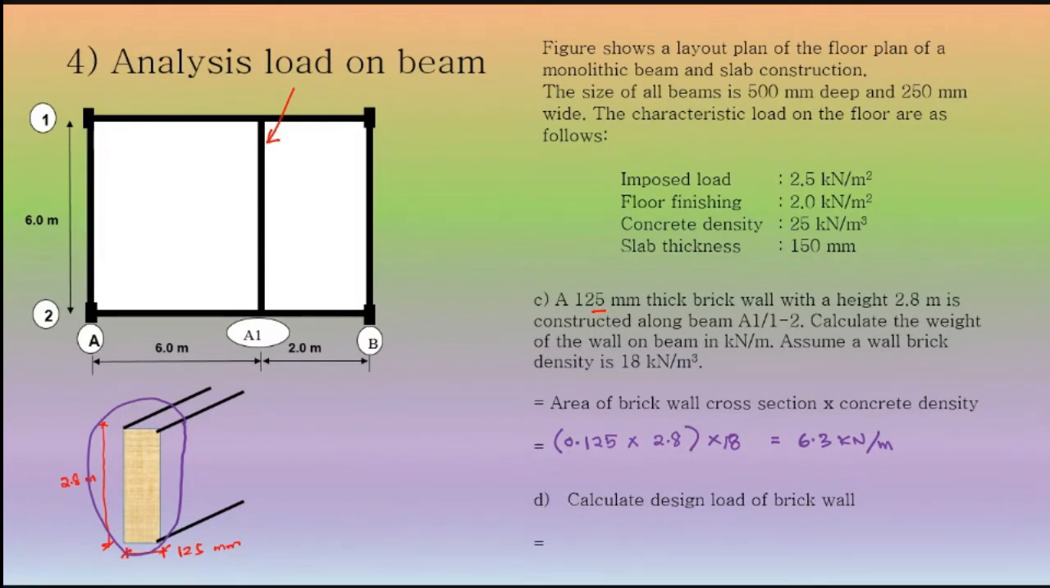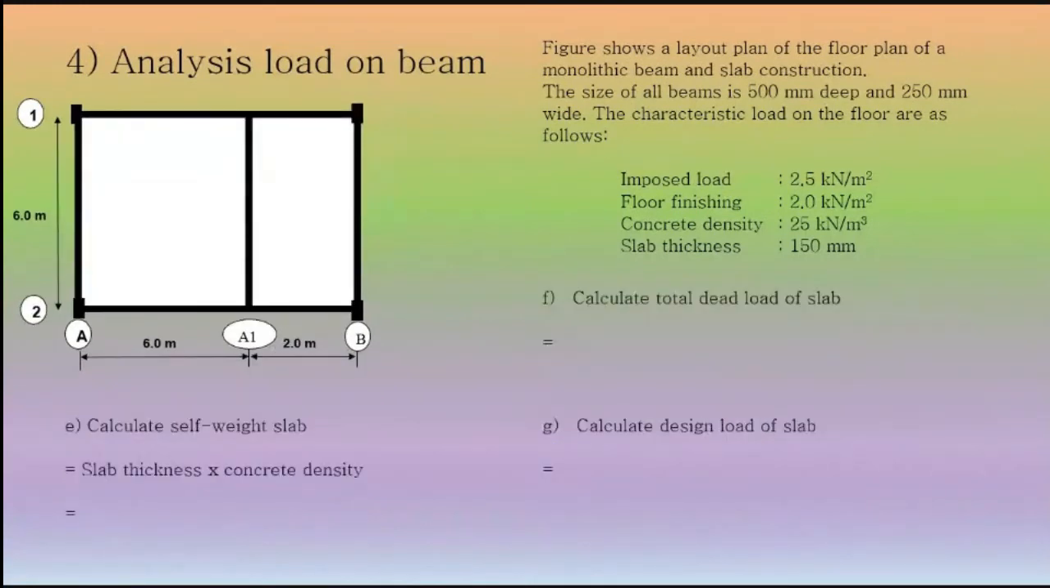Check, guys. Now the design load of brick wall. It is a dead load, so just 1.35 Gk equals 1.35 times Gk, which is 6.3. From this you get 8.51 kilonewton per meter. Check. Is that right? Right. Okay, proceed.